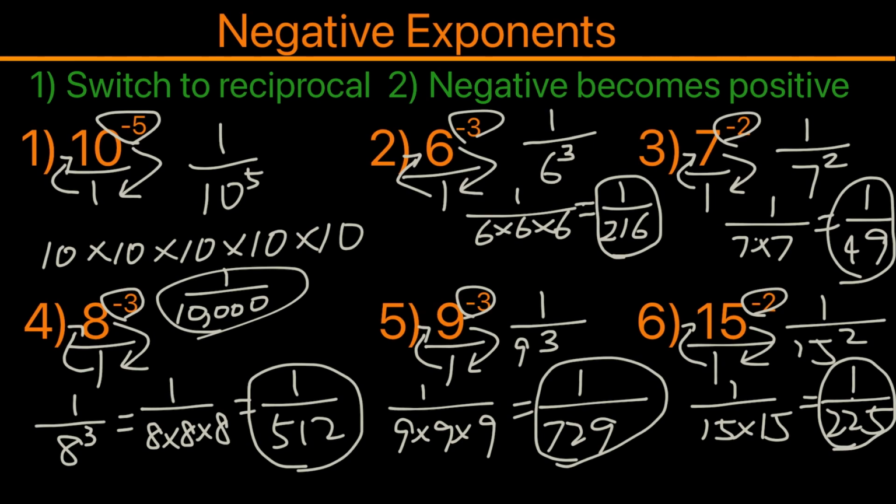So these 6 are examples of how you would solve negative exponents questions. You want to first switch to reciprocal, then change the negative to positive. Then you have your answer.